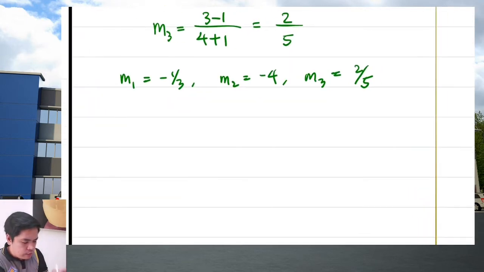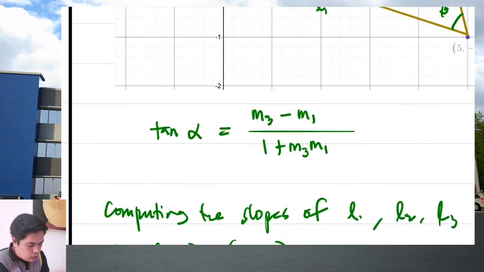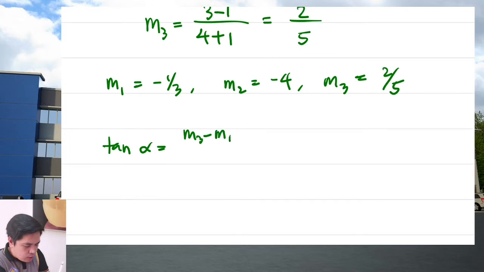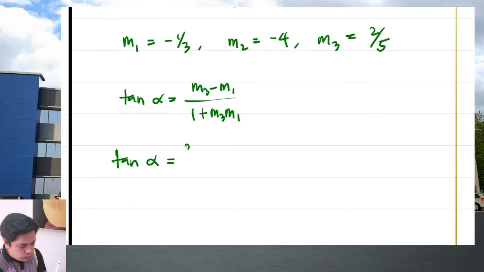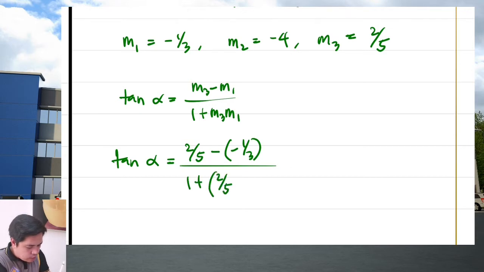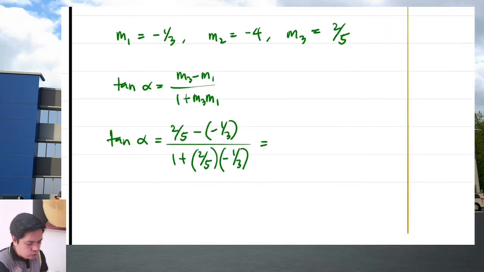Solving for alpha, we have tangent alpha equal to M3 minus M1 over 1 plus M3 M1. Hence, tangent alpha is equal to M3, which is 2/5, minus M1, which is negative 1/3, over 1 plus 2/5 times negative 1/3. We'll just use a calculator to solve this, so using our calculator app.